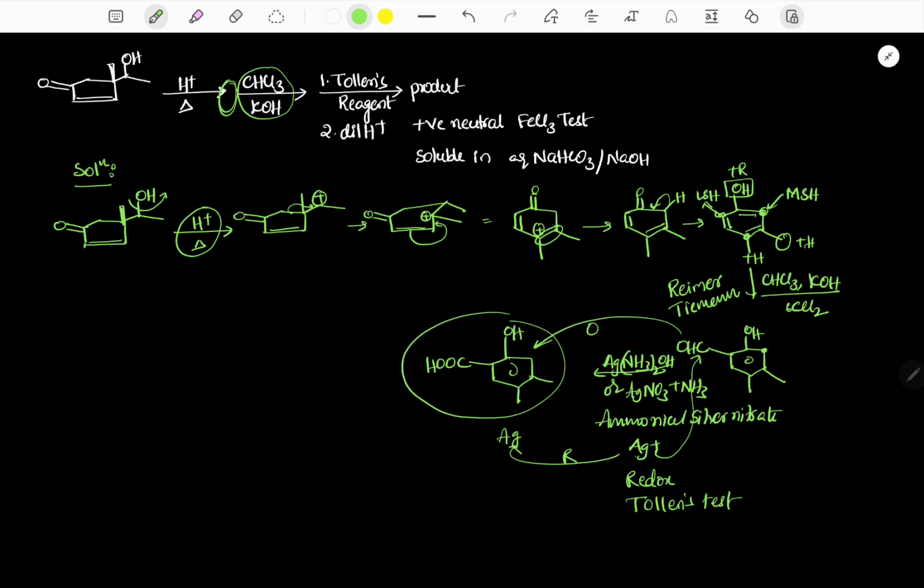So this product is because of phenol. Phenol derivatives give the positive neutral FeCl3 test, and carboxylic acid is soluble in aqueous NaOH and aqueous sodium bicarbonate.